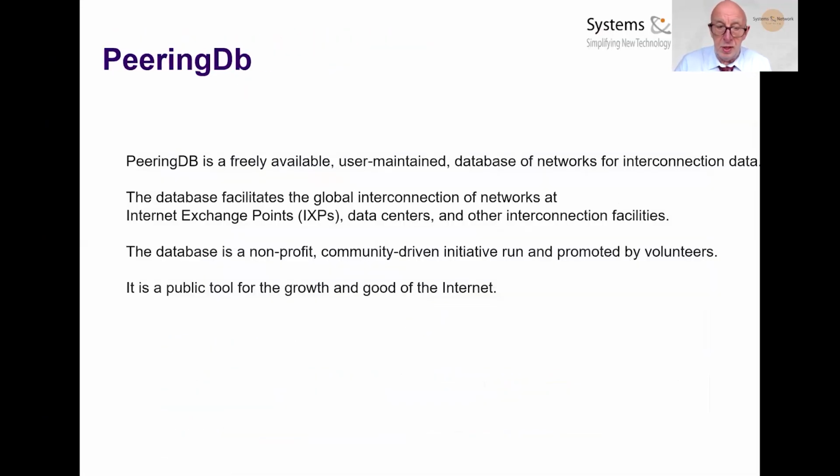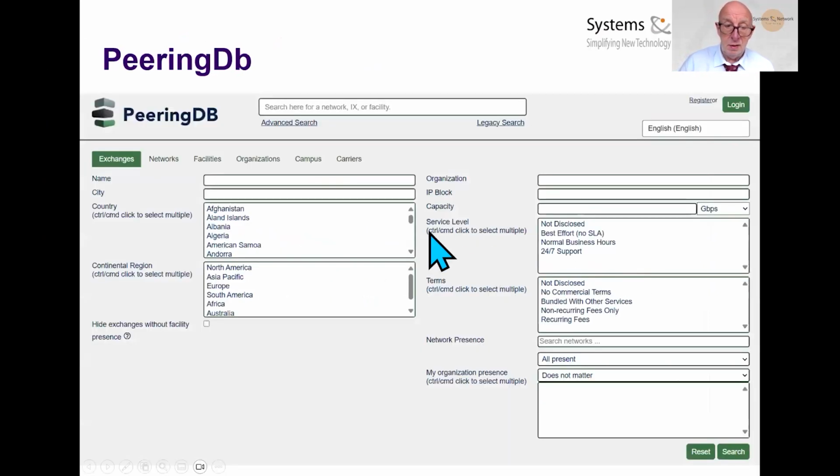PeeringDB, a similar thing. The Peering Database is a freely available, user-maintained database of networks. It facilitates a global interconnection of networks at IXPs. The database itself is non-profit, community-driven, and promoted by volunteers. Again, it's here. You can go into the PeeringDB database. You look by network, by the organizations themselves, countries, whatever region. There is a lot of information.